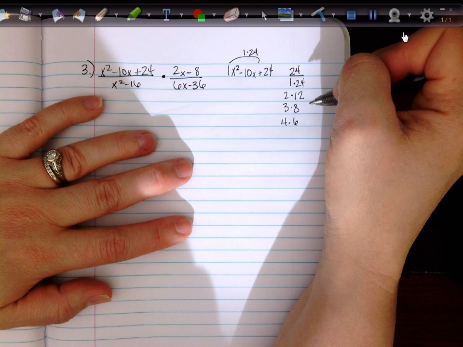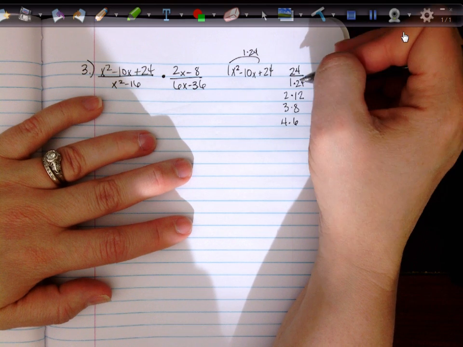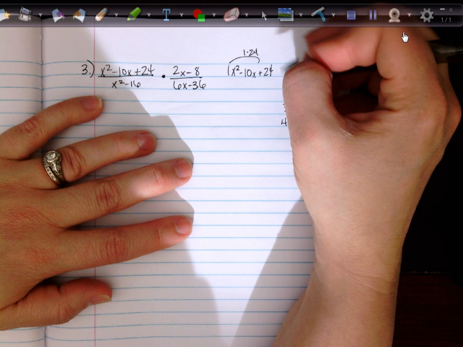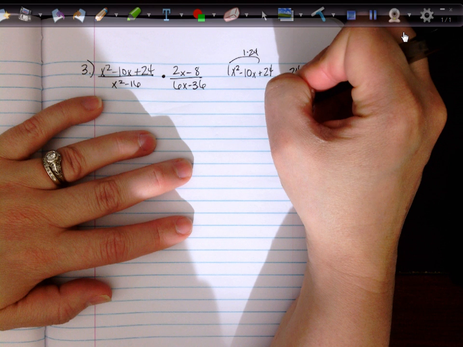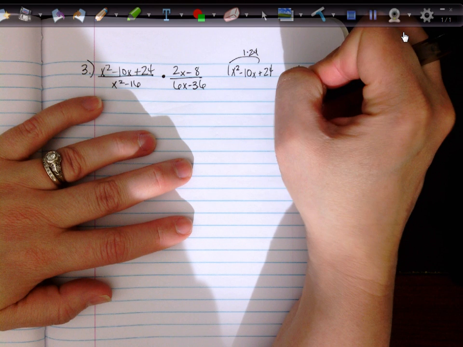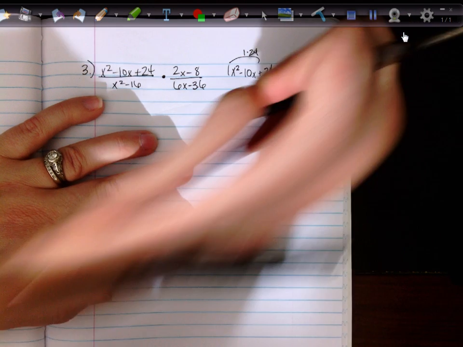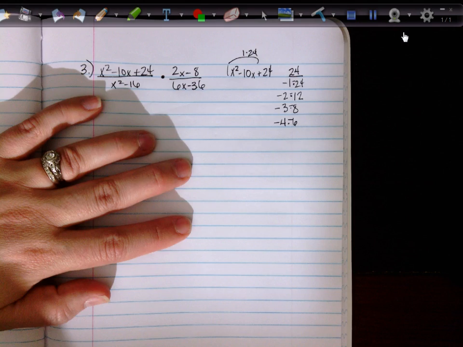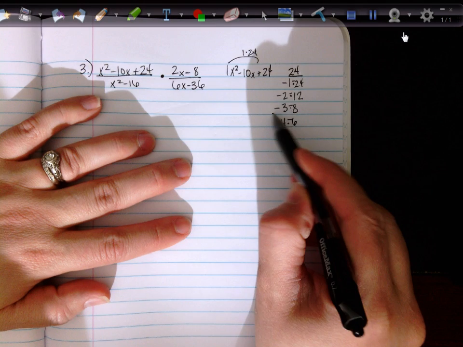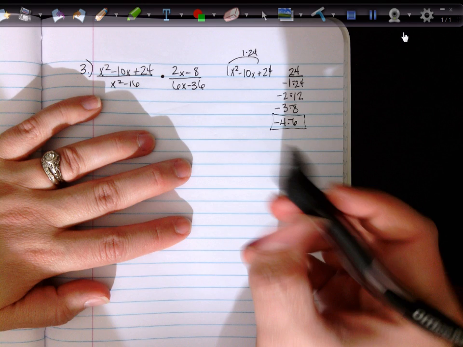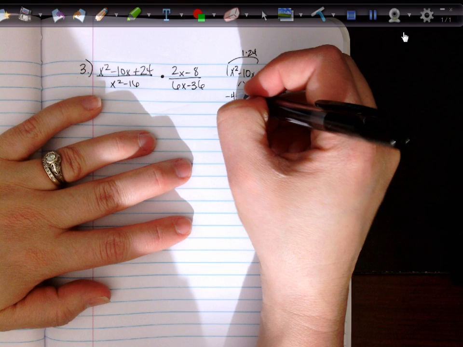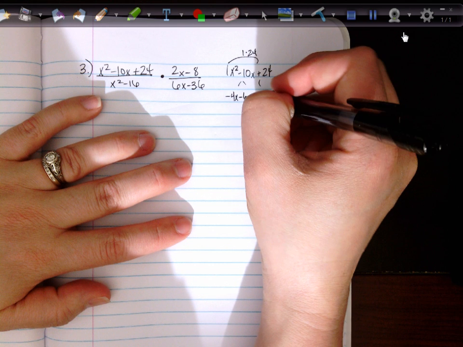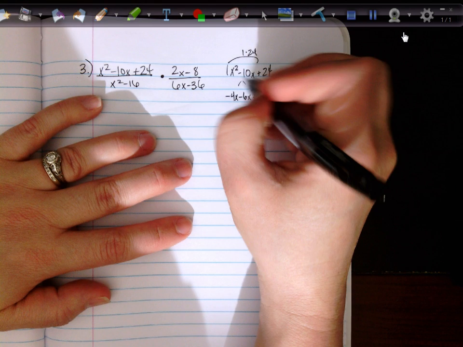The catch here is that I have to realize this is multiplying to give me a positive 24. However, when I'm adding these factors, they're adding up to be a negative 10, which means that all of my factors must be negative in order to get the right answer. So I'm going to find that negative 4 plus negative 6 are going to give me negative 10. So negative 4x minus 6x, and bring down my 24 and bring down my x squared.